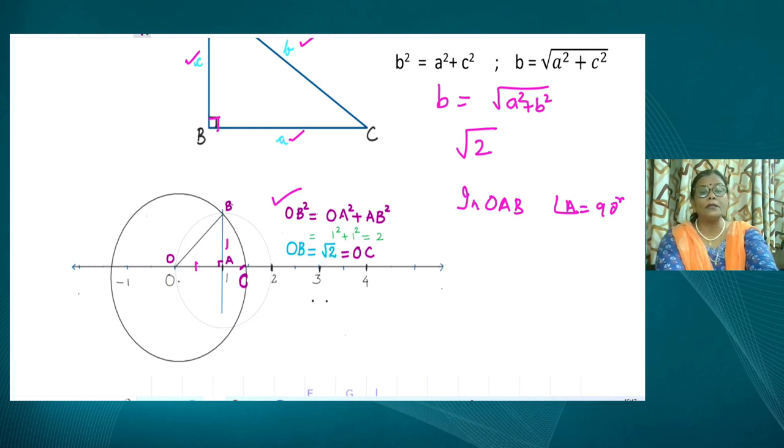Now the question is, how is it marked on the number line? We make a circle of radius root 2, that is radius OB, with O as the center. When you draw a circle with O as center and OB as radius, we find that it intersects the number line at point C. So OB and OC are of equal length, the radius of that circle. So won't the length of OC be root 2? That way we could mark it on the number line.